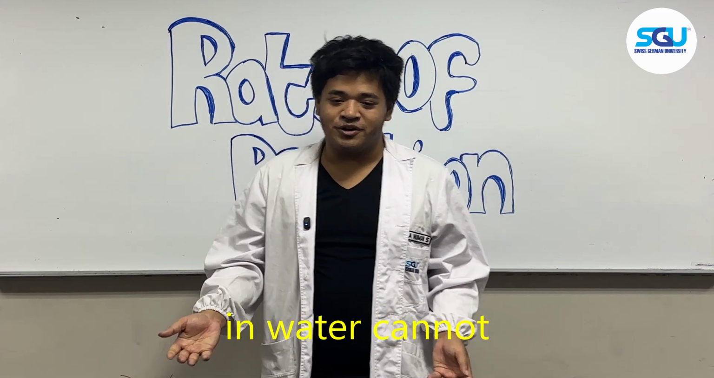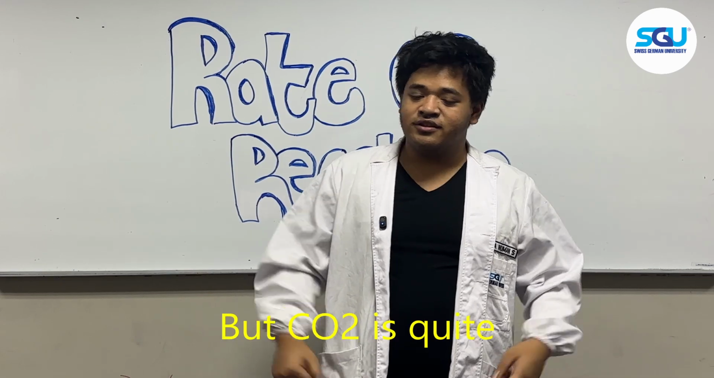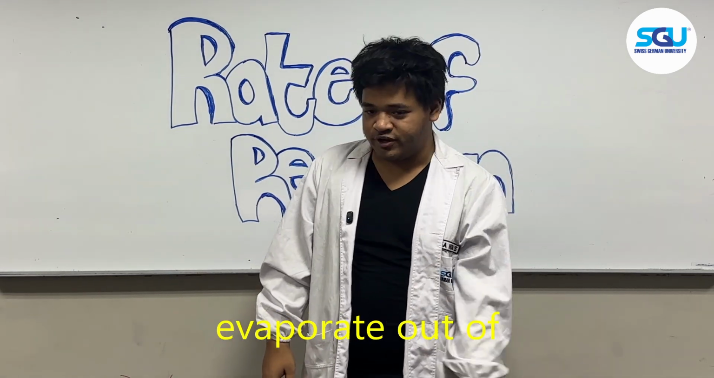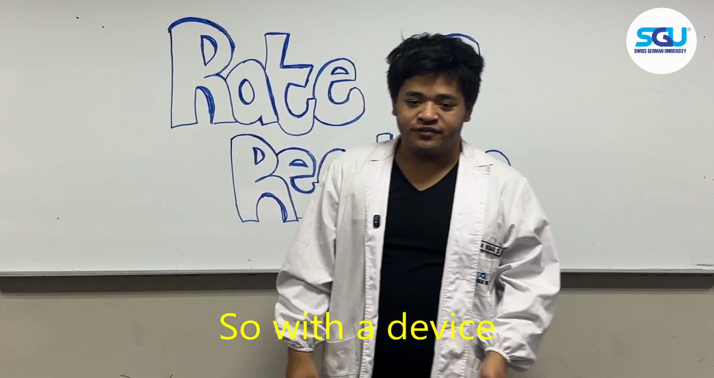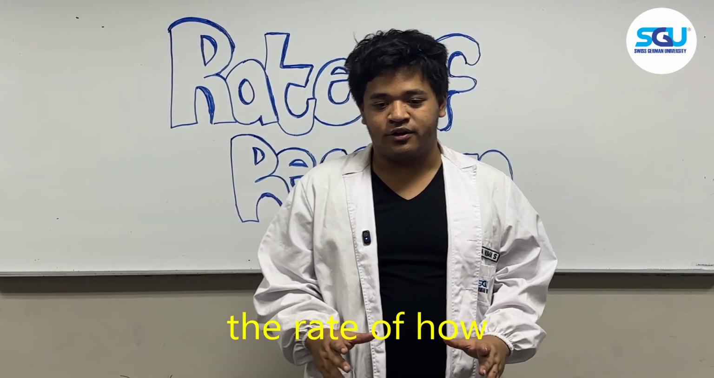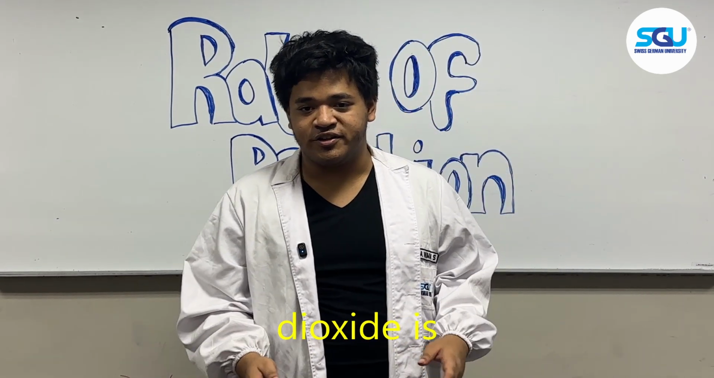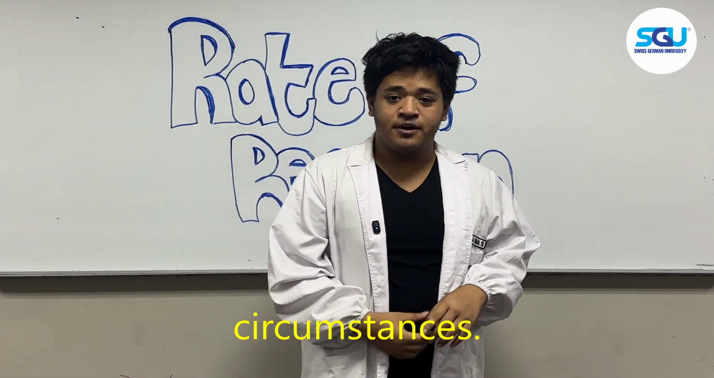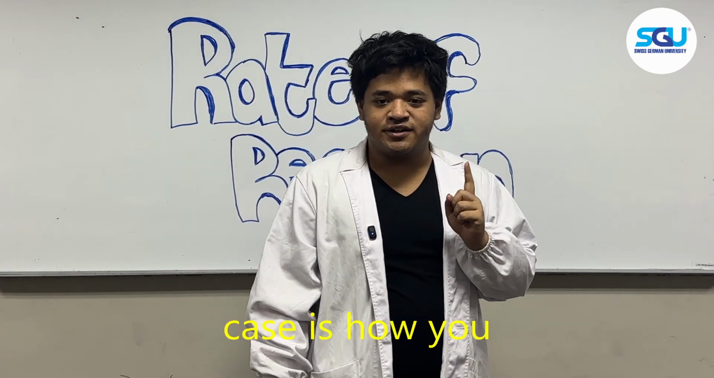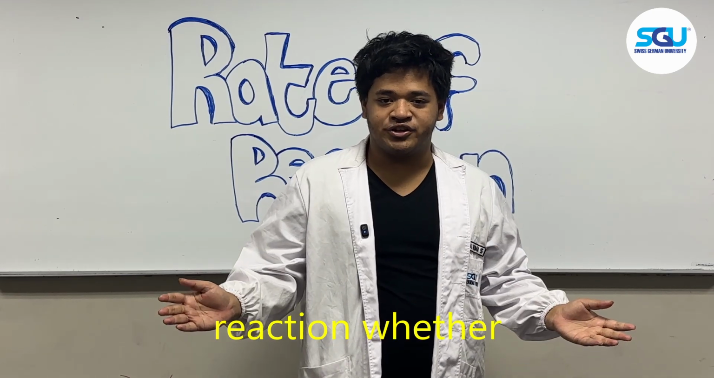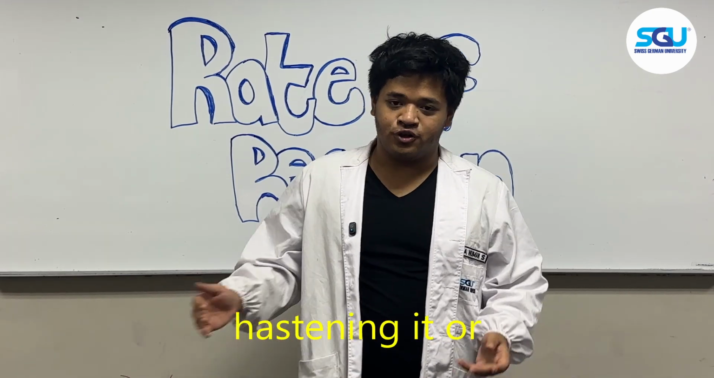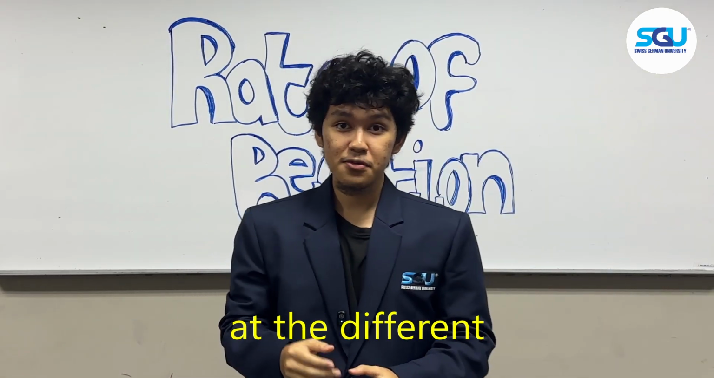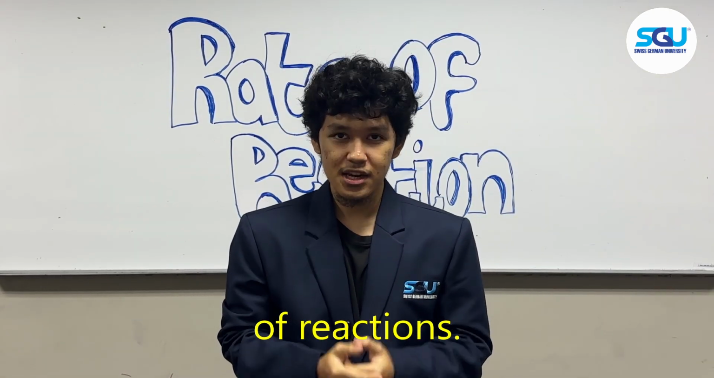Secondly, water in water cannot be detected. But the CO2 is quite easy, as it's a gas that will evaporate out of the water. So, with a device that is able to capture the rate of how much carbon dioxide is created, that will be the original rate of reaction under normal circumstances. But what is important in this case is how you can alter said reaction, whether hastening it or slowing it down. In this segment, we'll be looking at the different factors that affect the rate of reactions.